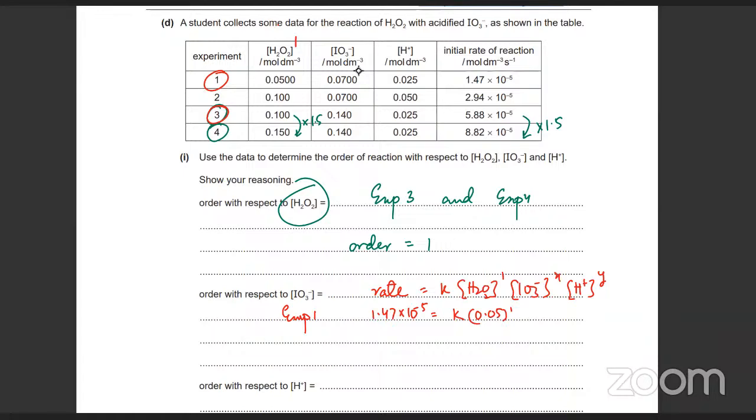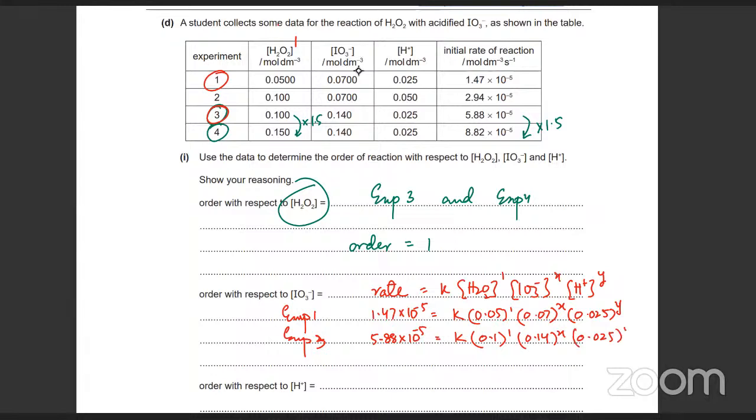Okay, power 1. IO3 minus 1, that's 0.07. That's X. And H plus 1 is 0.025. And you don't know what the order is, so Y कर देते हैं. You plug in experiment number 3. उसके अंदर the rate is 5.88 times 10 to the power minus 5, K, and it's 0.1, order 1. This is 0.14. That's X. और आखिरी वाला that's 0.025.